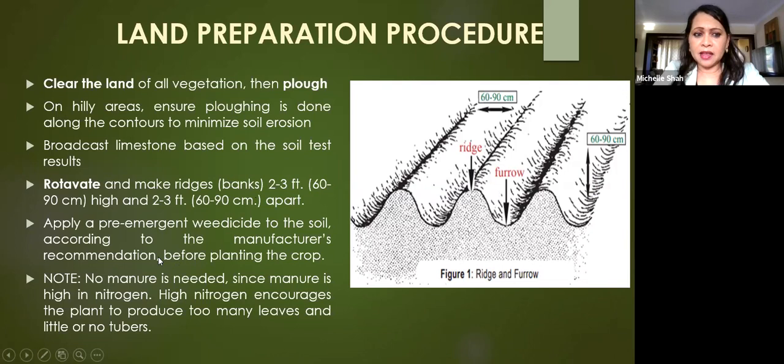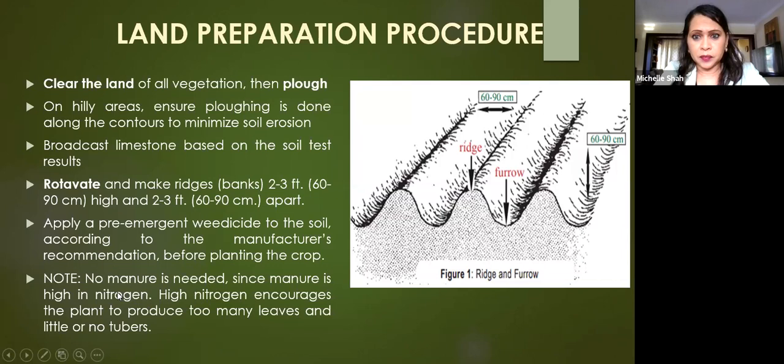You apply pre-emergent weedicide to the soil according to the recommendations of the manufacturer. Note that manure is high in nitrogen. High nitrogen encourages the plant to produce leaves and little or no tubers. So you have to avoid putting too much nitrogen. So you don't use the manure in this case, because that will cause the soil to get high nitrogen content.